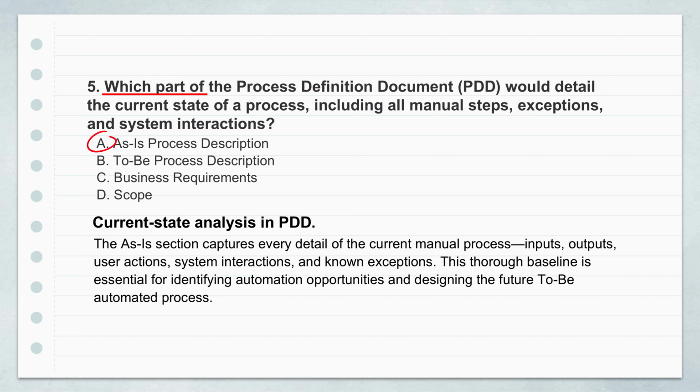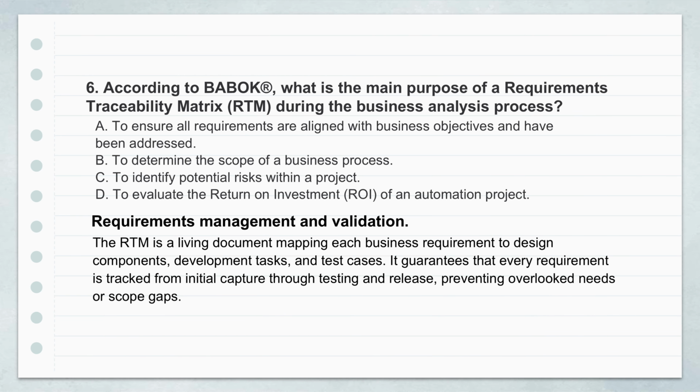So true. And as we translate those as-is steps into the formal requirements for the to-be state, we need a system to make sure nothing gets missed. Yeah. We often follow standards like BABOK, the business analysis body of knowledge. Why is the requirements traceability matrix, the RTM, considered so vital under these kinds of principles?